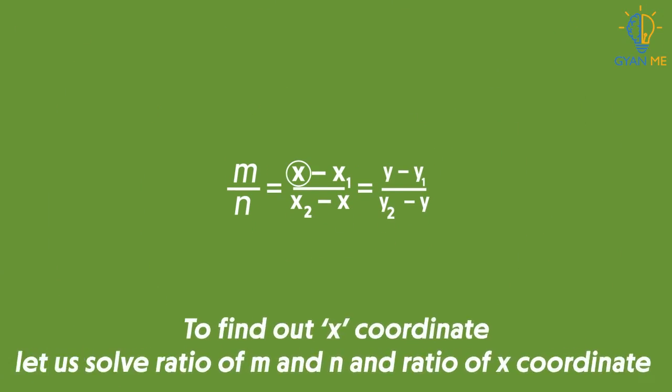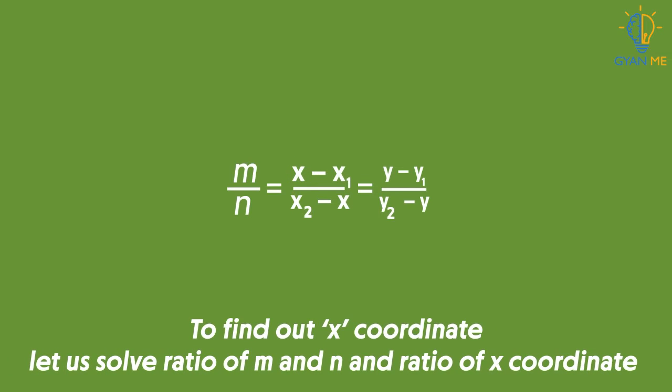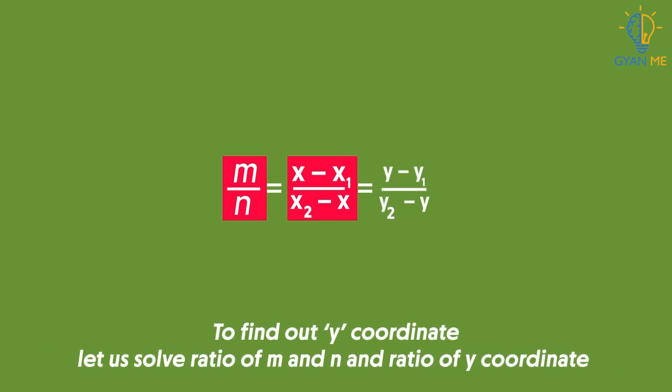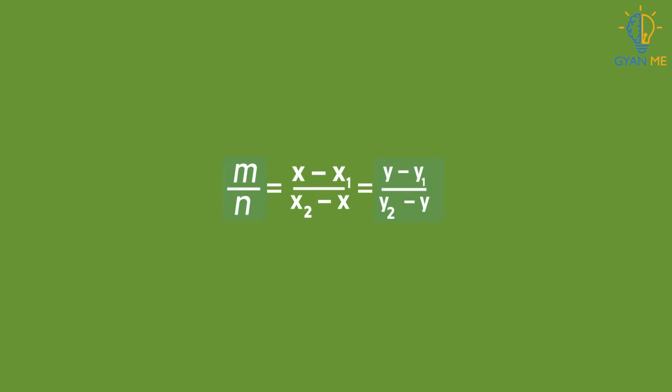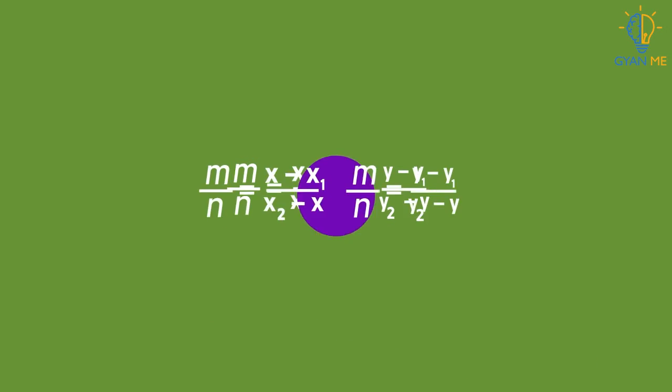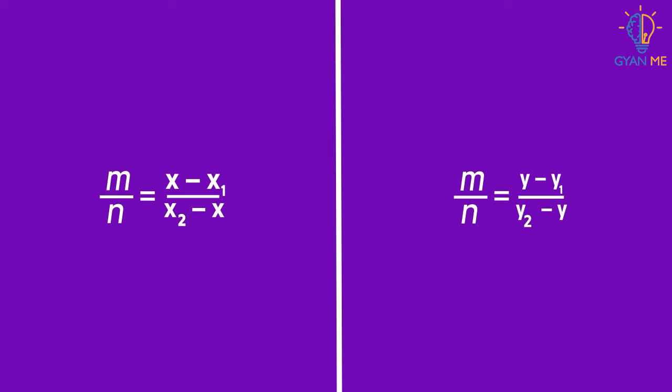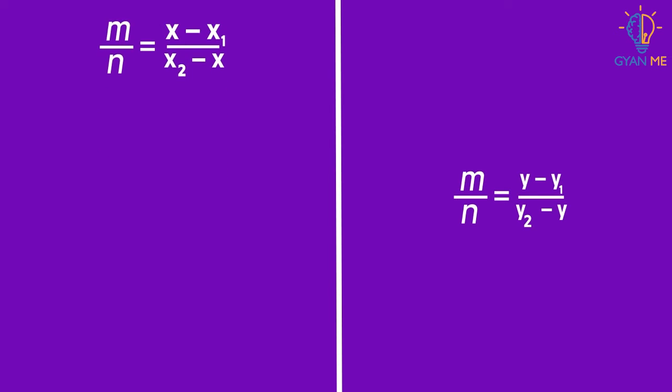To find out the x coordinate, let us solve the ratio of m and n and the ratio of the x coordinate. And to find out the y coordinate, we will solve the ratio of m and n and the ratio of the y coordinate. Therefore, let us solve one part of the equation together and then the second part together. For the first part, we get m upon n is equal to x minus x1 upon x2 minus x.